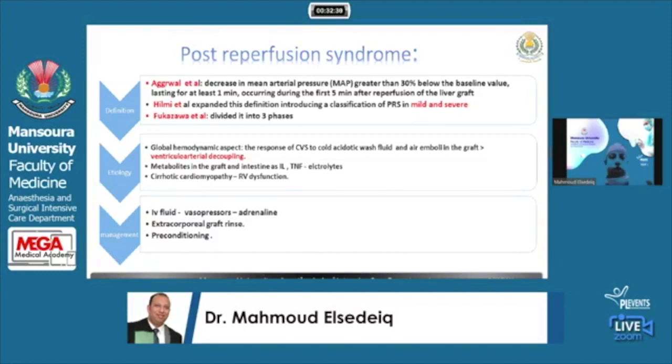The management: we manage it by IV fluids, vasopressors such as noradrenaline, and small boluses of adrenaline. Also, extracorporeal graft rinse may decrease the impact of post-reperfusion syndrome, and preconditioning.